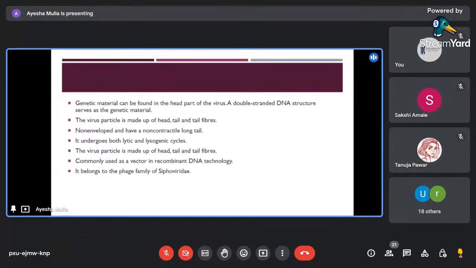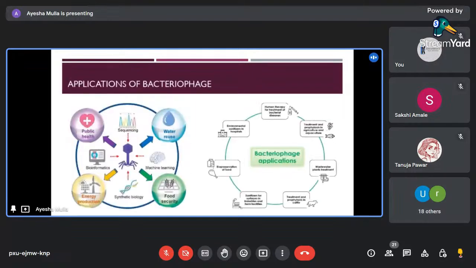The genetic material of the lambda-phage belongs to the family of Siphoviridae, and the genetic material can be found in the head part of the virus. A double-stranded DNA structure serves as the genetic material, and the virus is made up of head, tail, and tail fibers. It is non-enveloped and has a non-contractile long tail. This virus undergoes both lytic and lysogenic cycles, and it is commonly used as a vector in recombinant DNA technology.